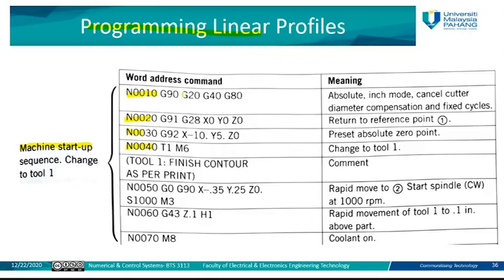But other parameters are related to the setting or the startup of the machine. For example, here we have G90, G20, G40, G80. All will be defined here. G90 and G20 are for absolute in inch mode. G40 cancels cutter diameter compensation, which means the cutter diameter will not be compensated. Then G80 cancels the fixed cycles.